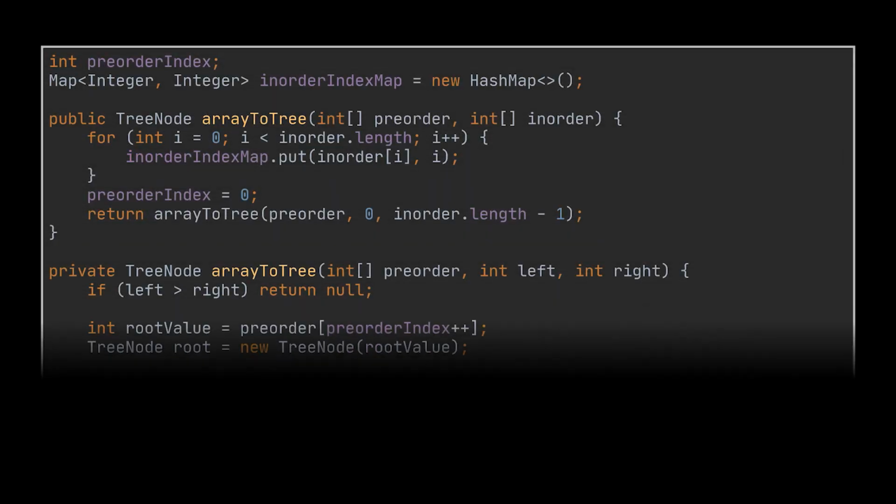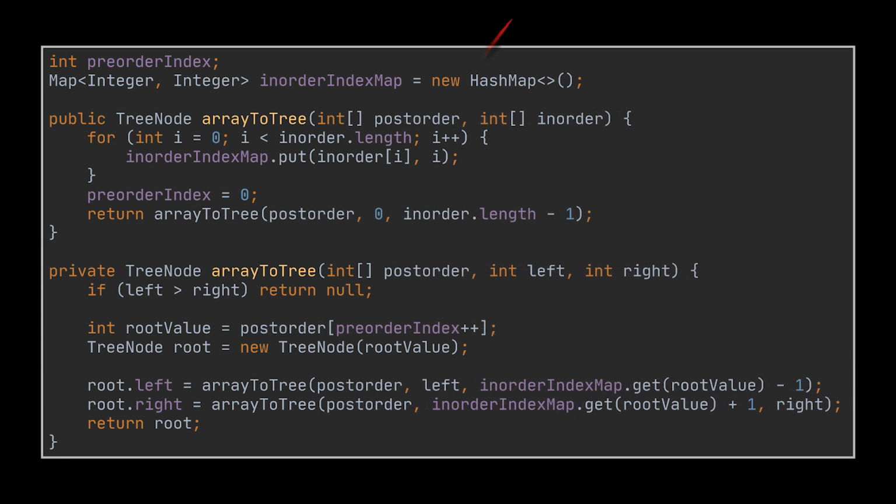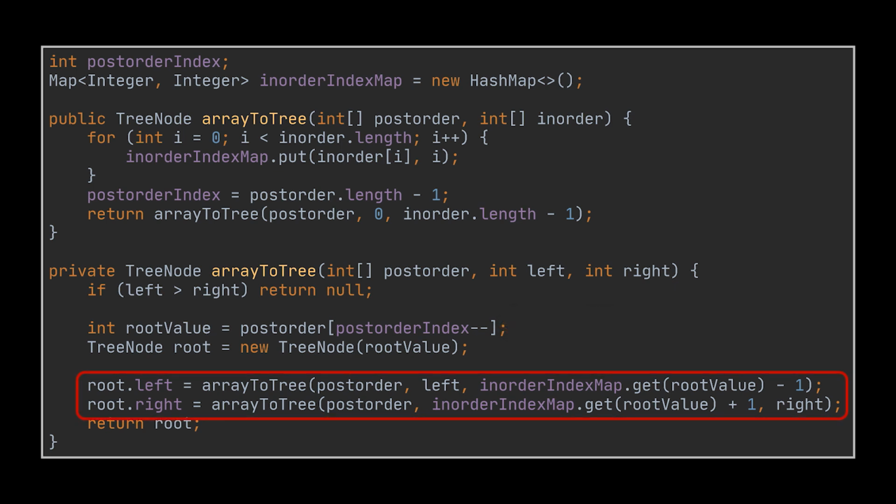So let's bring back our previous implementation, rename our pre-order input array to post-order, rename the iteration index to post-order index instead of pre-order index, initialize it to the last index of the array instead of 0, and decrement it inside the recursive method instead of incrementing it. The only and last change we need to apply is to flip these two lines.